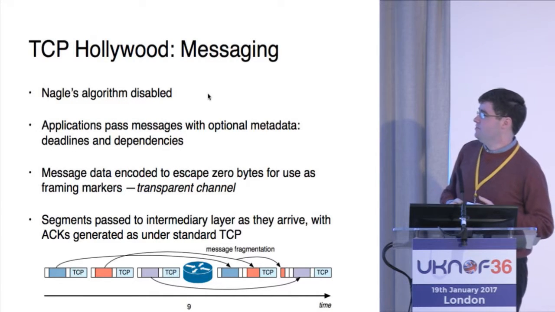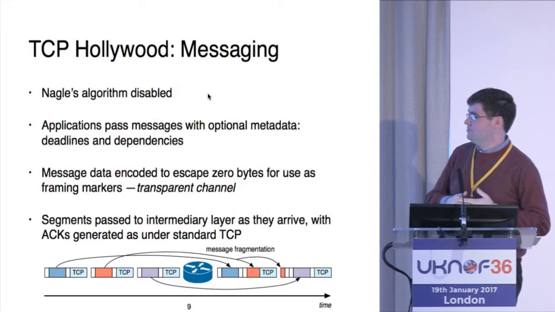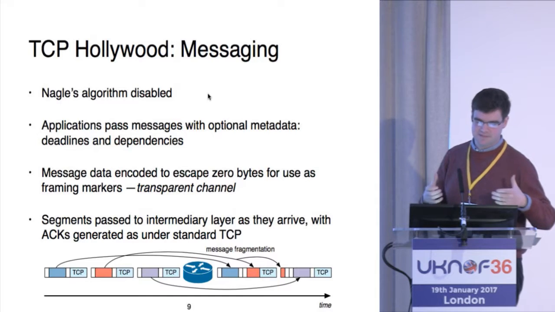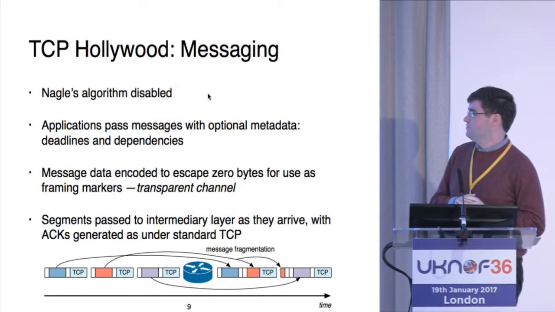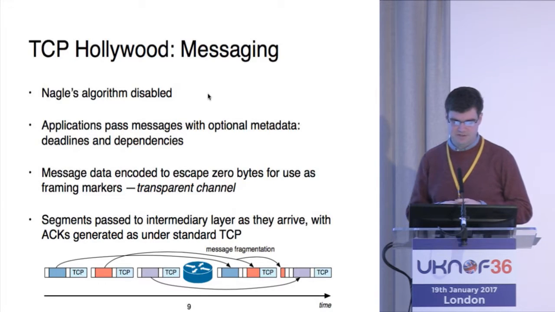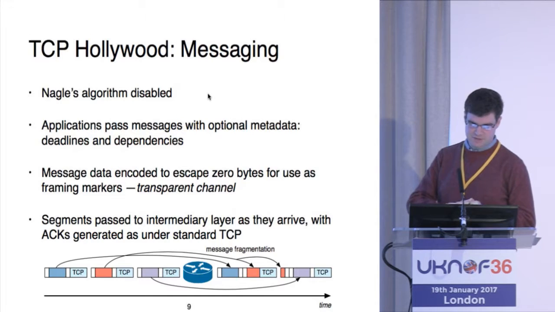So looking at how we implement messaging on top of standard TCP, we start off by disabling Nagle's algorithm. Nagle's algorithm batches up small TCP segments into larger TCP segments, and in so doing, it will introduce latency. So we switch it off for this application. Applications pass their messages down to the intermediary layer with some optional metadata. So again, a deadline and some dependency information.